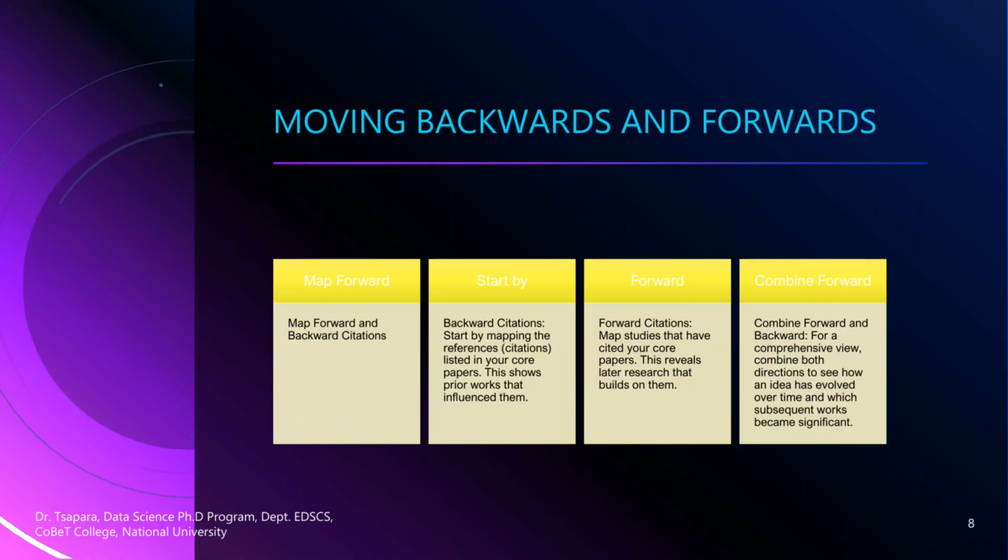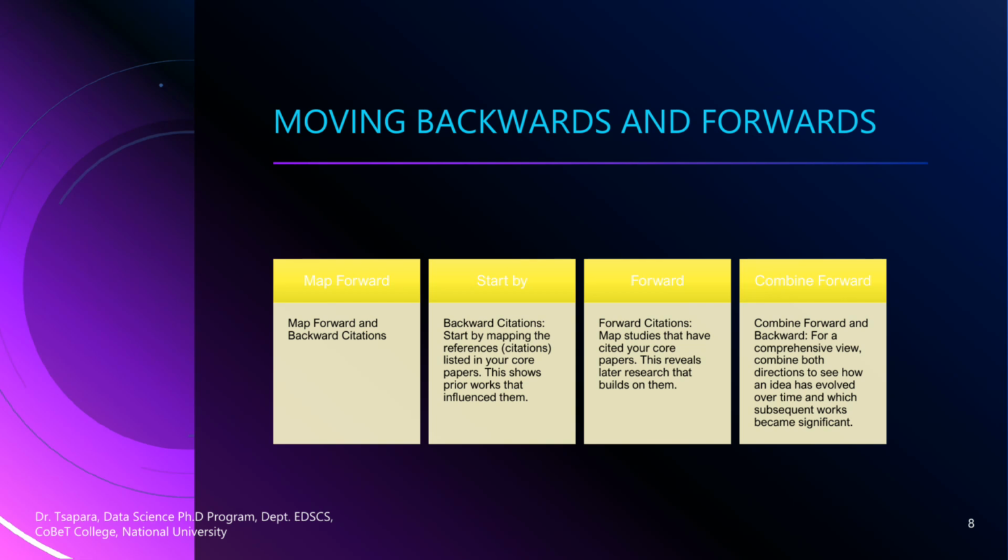To truly understand the development of a research idea, it's important to look both backwards and forwards in the literature. Start by mapping backward citations. These are the references listed in your core papers. They help you trace the foundational studies and theoretical roots that influence the work you're exploring.